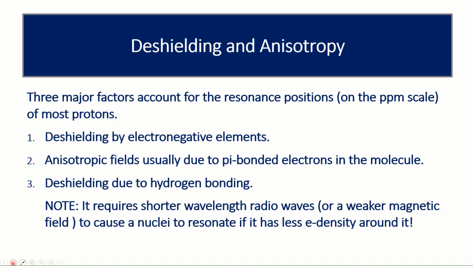So let's talk about deshielding and anisotropy. These are three major factors accounting for the resonance position of most protons: the deshielding by electronegative elements, anisotropic fields due to pi-bonded electrons in a molecule, and deshielding due to hydrogen bonding. Remind yourself it requires a shorter wavelength of radio waves to cause a nuclei to resonate if it has less electron density around it.